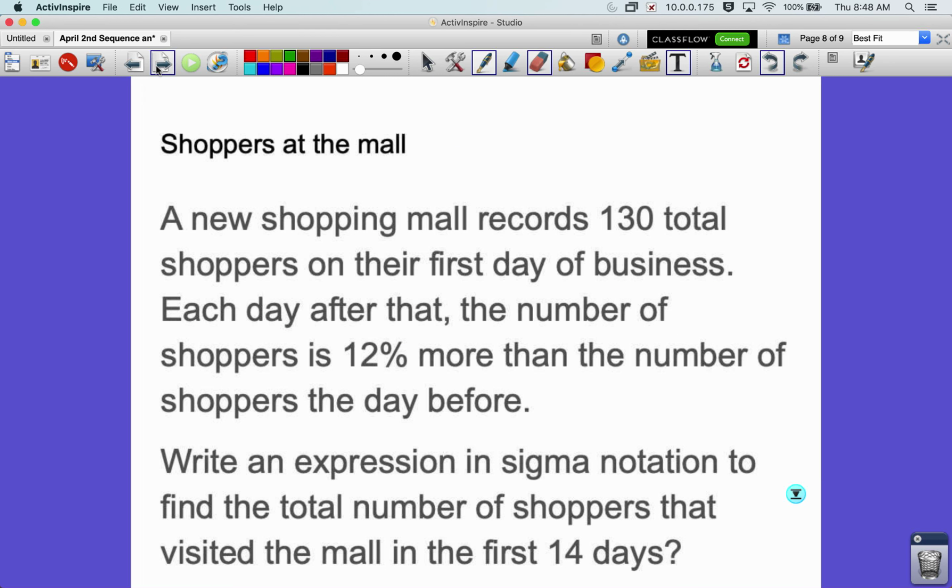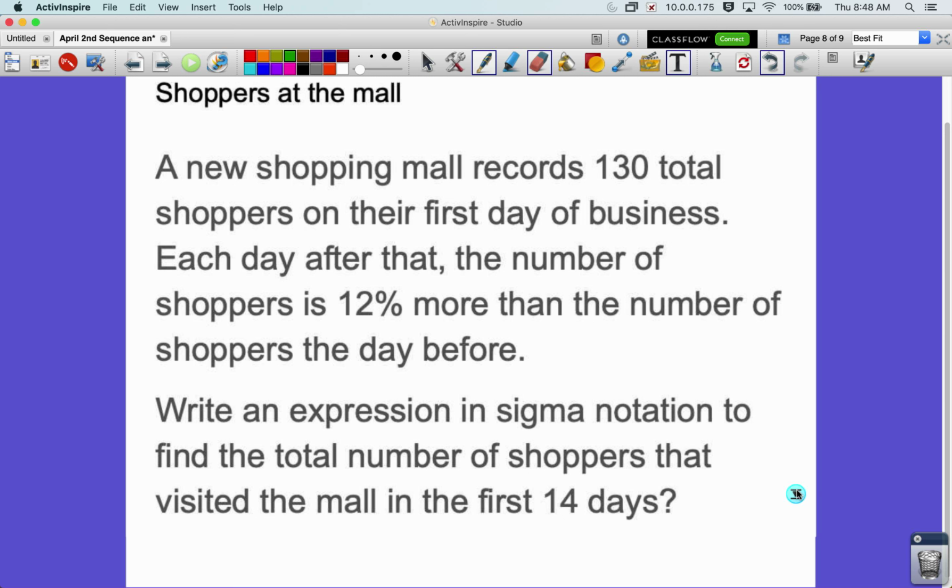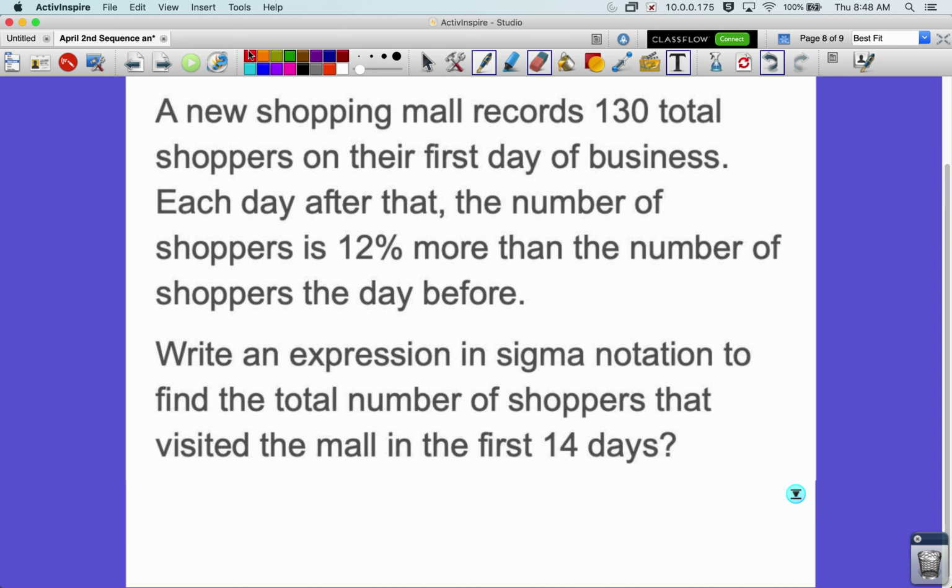Last one. A new shopping mall records 130 total shoppers on their first day of business. Each day after that, the number of shoppers is 12% more than the number of shoppers the day before. Write an expression in sigma notation to find the total number of shoppers that visit the mall for the first 14 days. I actually borrowed this one from a Khan Academy one. If you want to do more problems like this, I'll link it on the calendar.